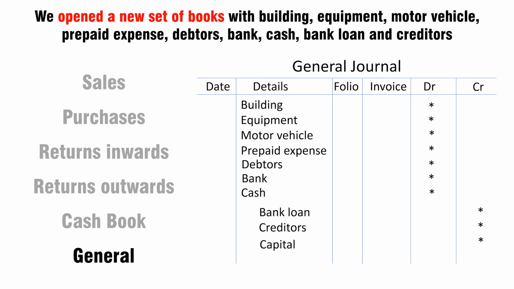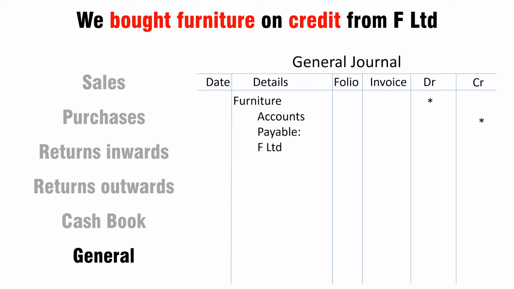Capital: debit, credit, balance. We bought furniture on credit from F Limited. General journal: debit furniture, credit accounts payable, F Limited.